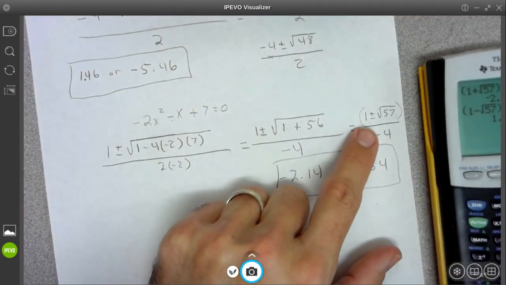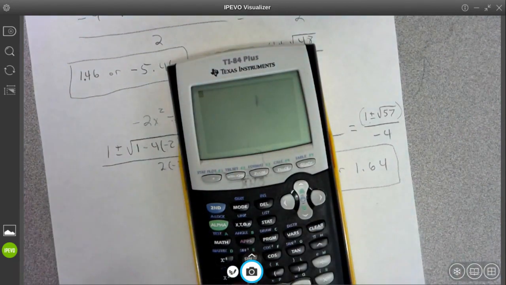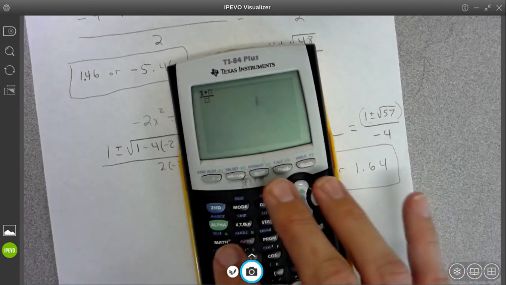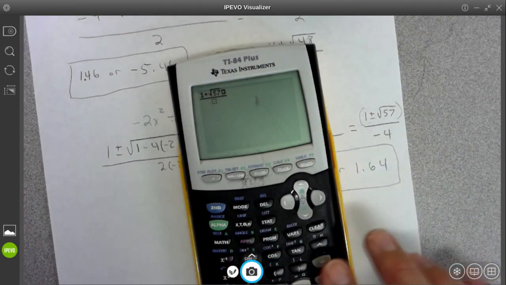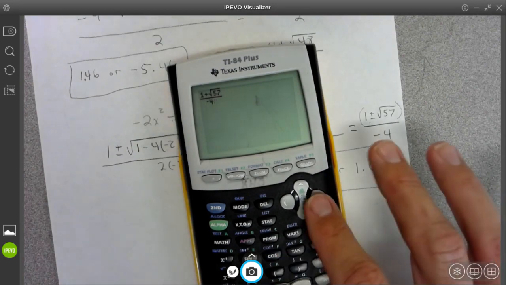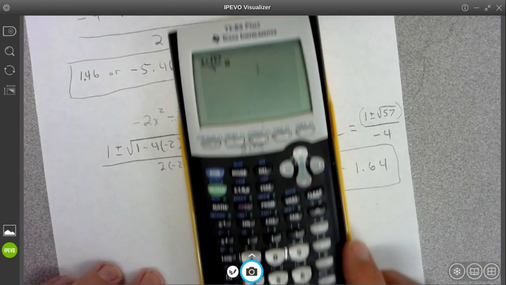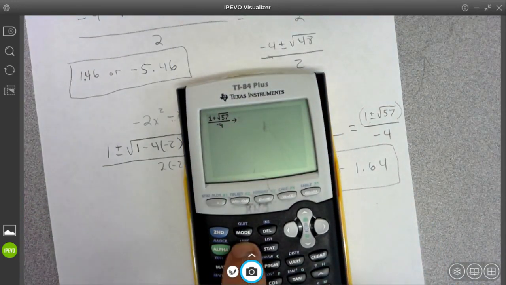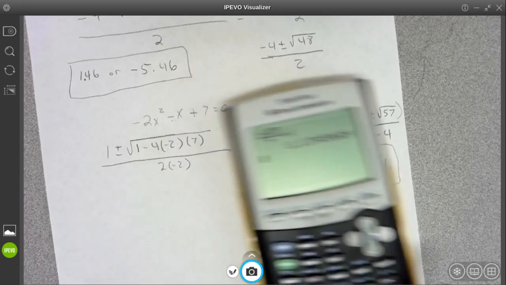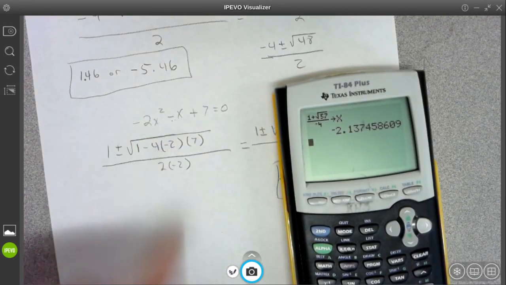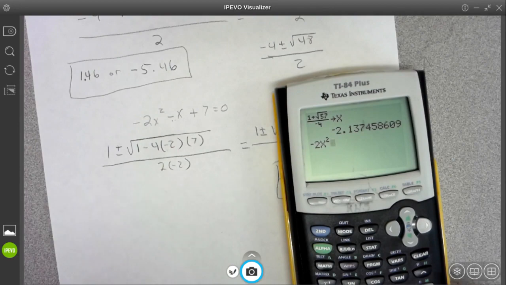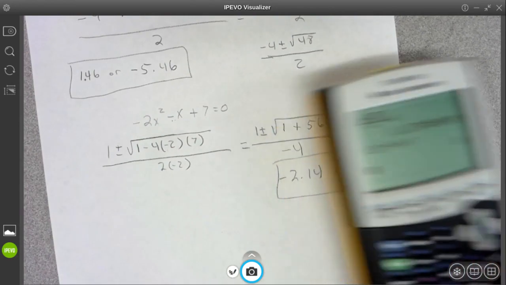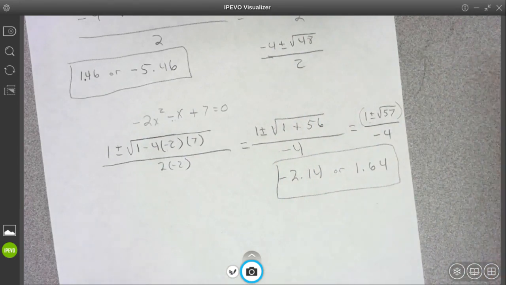And another one, yeah. Let's say you wanted to take this thing. Another thing that you can do, 1 plus the square root of 57 over negative 4. You can actually take this and store that. Remember the store button's right here? Gives you a little arrow. Store that to x. And now, if you were to type in this left side, it would give you exactly 0. Minus x plus 7, and you get exactly 0. I think that's good. Cool.